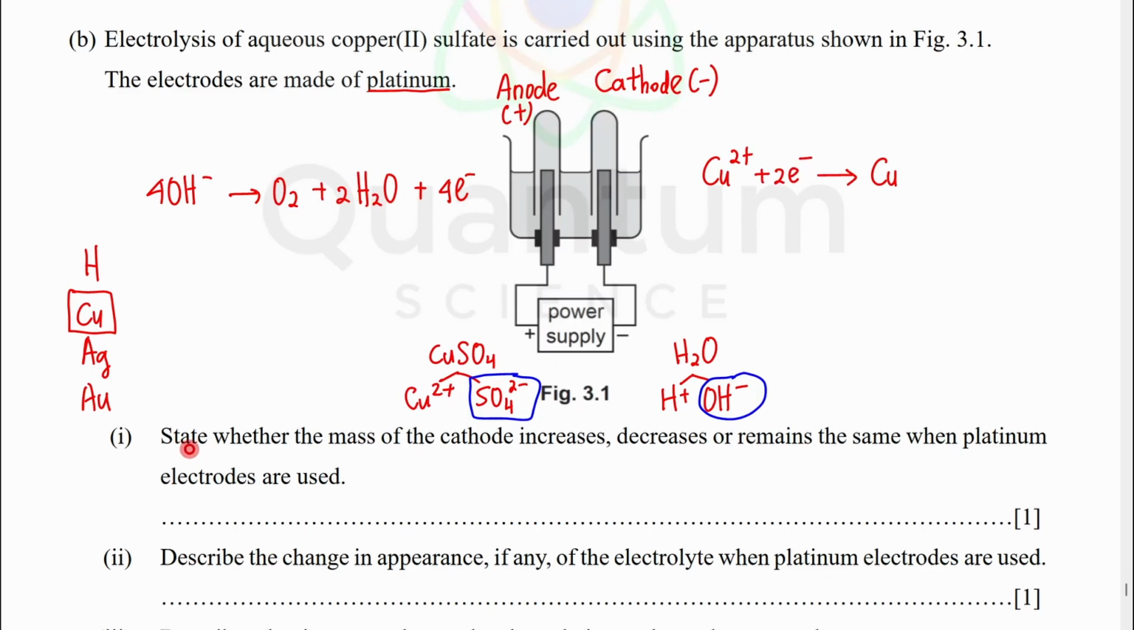Next, the question said, state whether the mass of the cathode increases, decreases, or remains the same when platinum electrodes are used. The mass of cathode, so this is the cathode, right? So you can see in here, the ions keep accumulating in here. So what can you observe? It is the red metal deposit, because all the ions will get accumulated and will turn into copper metal. So it will become thicker and thicker over time. So the mass will increase.